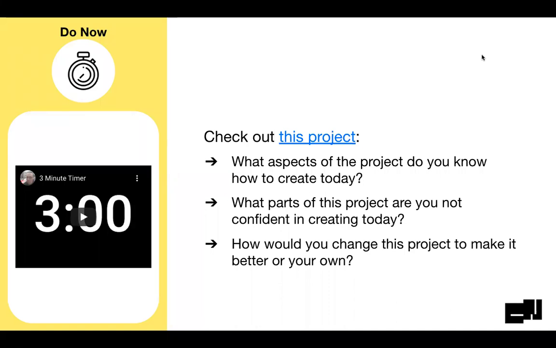We have a lot of exciting and new things to learn today, but of course, we're going to start out with our do now. So please press this link here and check out this project. As you're checking out this project, I want you to think about the following questions. What aspects of the project do you know how to create today? What parts of this project are you not confident in creating today? And then how would you change this project to make it better on your own? If you want to pause this right now and go through this do now, look at this project and think about these questions, and then we'll come back and chat about it.